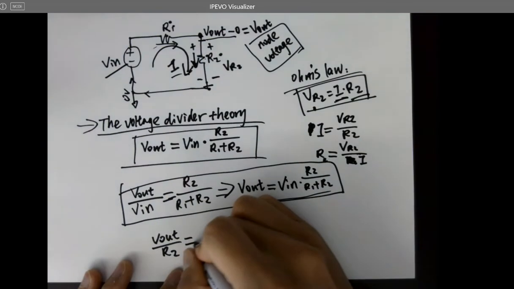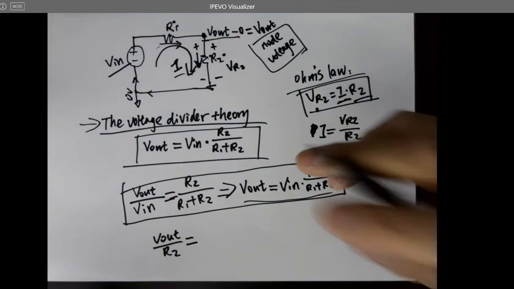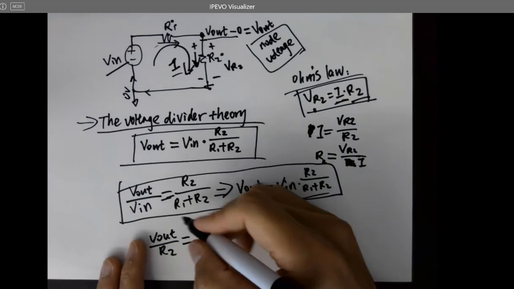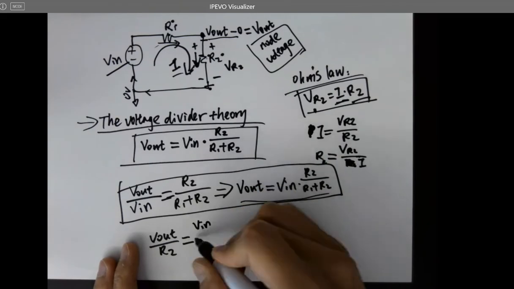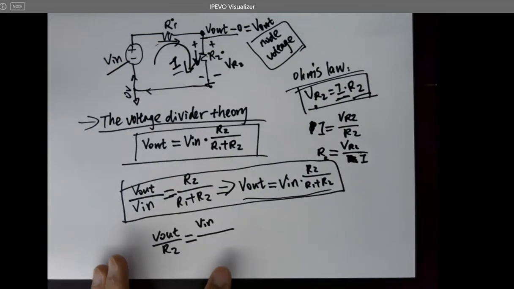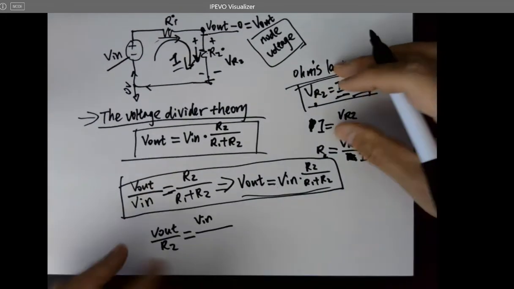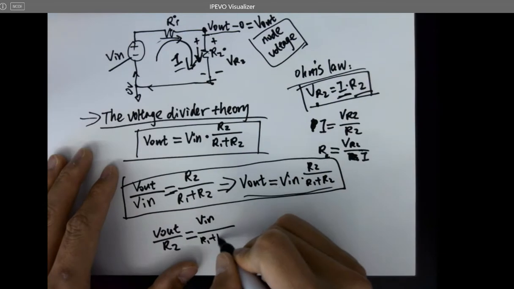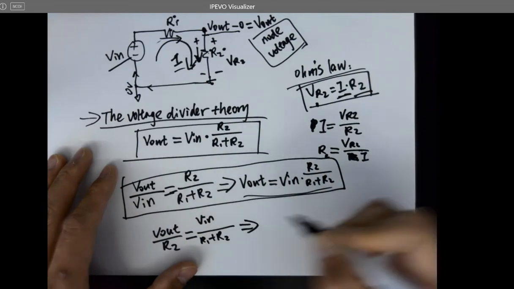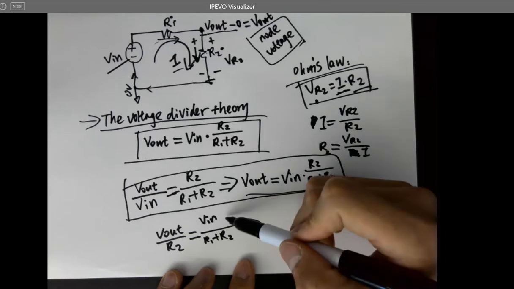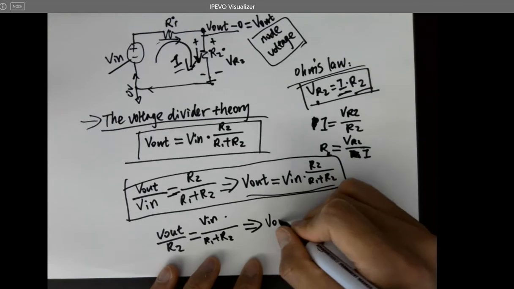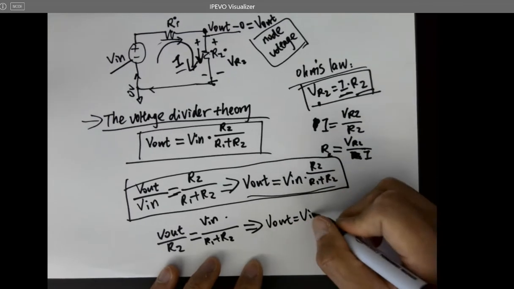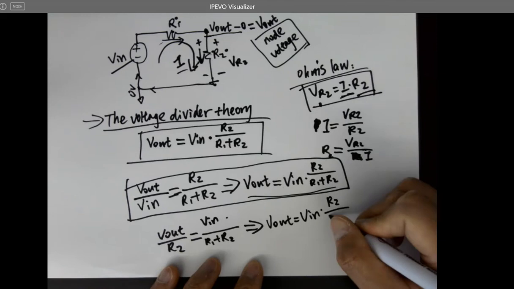And remember, it's the same current in the same circuit, in the same loop. So this equals to what? The overall current, which is Vin over what? The overall resistance. That's the two resistances. Or you can just move things around, move R2 to here, getting VL equals Vin times R2 over R1 plus R2.